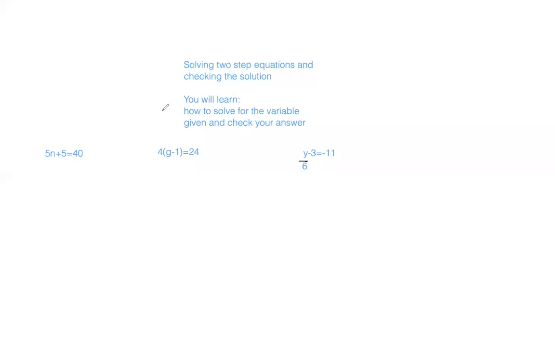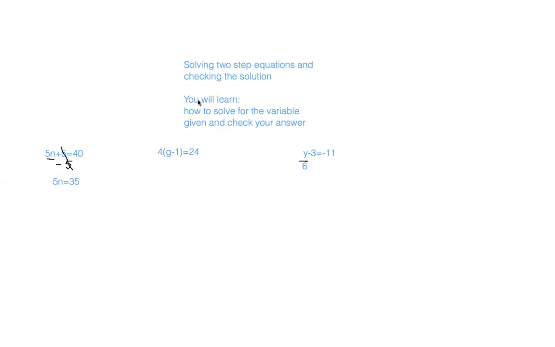It says 5n plus 5 equals 40. So we're trying to find n. Whatever n equals, we're trying to find that. In order to do that, we have to isolate n. And in order to isolate n, we have to subtract 5 from both sides. So subtract 5 from 5, that cancels out, leaving you with 5n on the left side. And then 40 minus 5 leaves you with 35 on the right side.